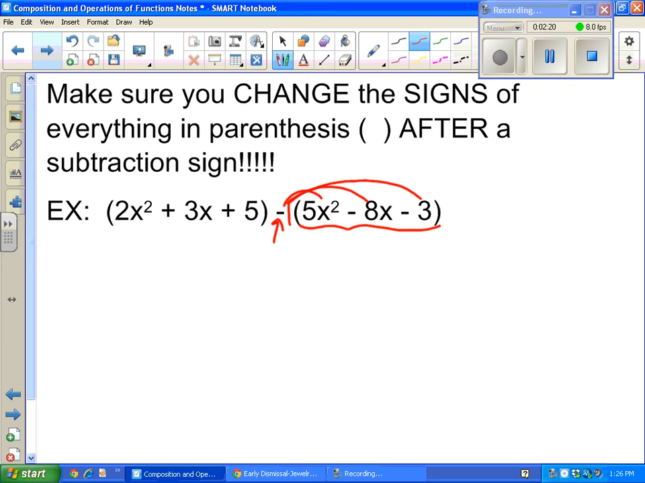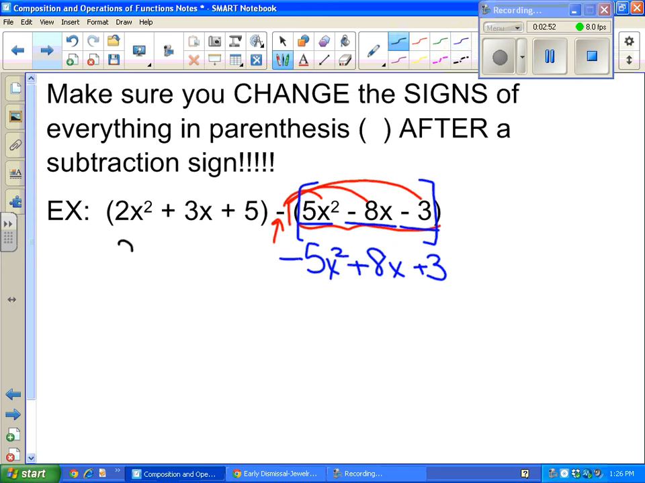If I just look at what I have inside parentheses, I'll put a bracket around it for now. That subtraction is going to change the sign. So what looks like a positive 5x squared is going to become a negative 5x squared. What looks right now to be minus 8x is going to become a plus 8x. And what looks like a minus 3 is going to end up being plus 3. So if you can remember that anything after the subtraction sign in parentheses has its sign changed to the opposite, then you'll be good.